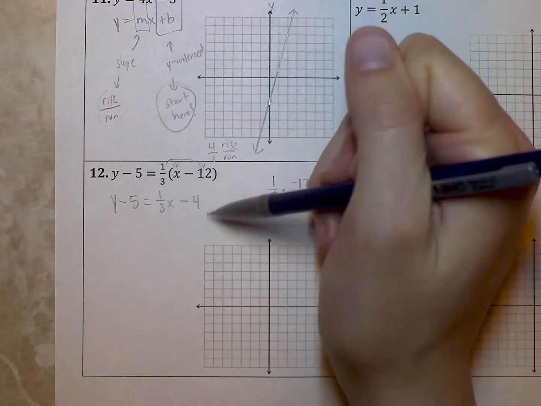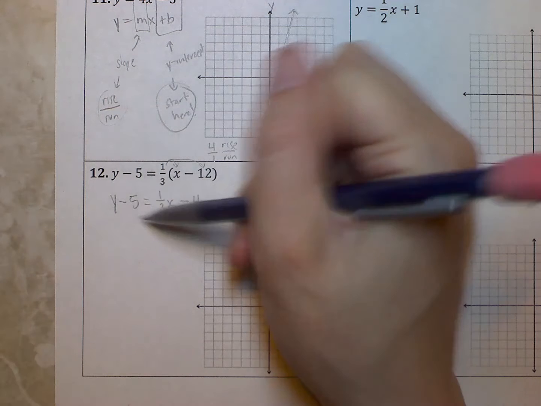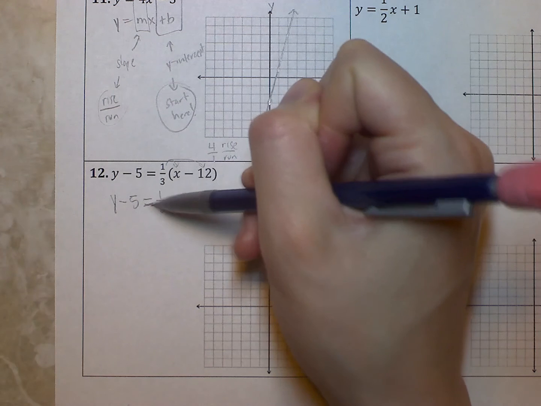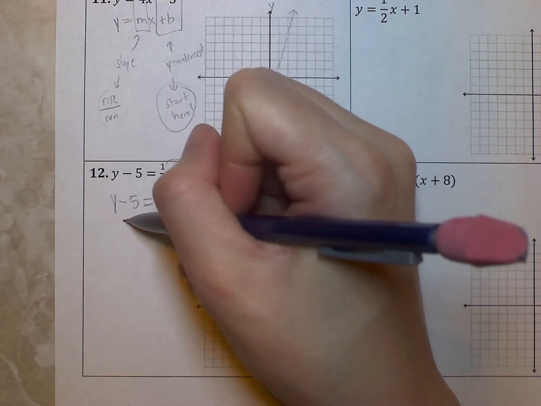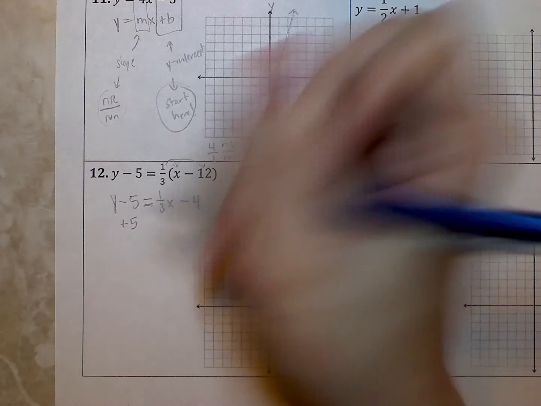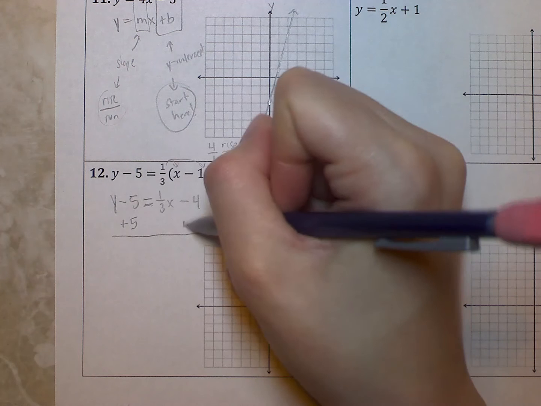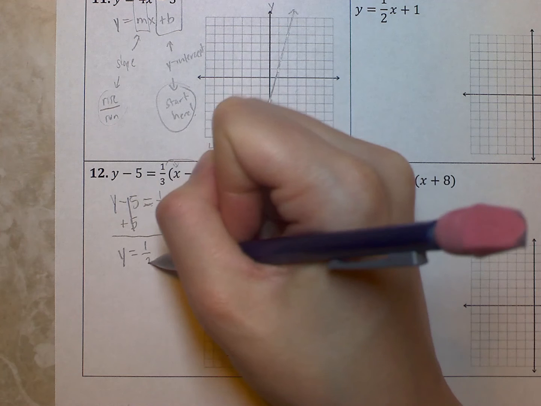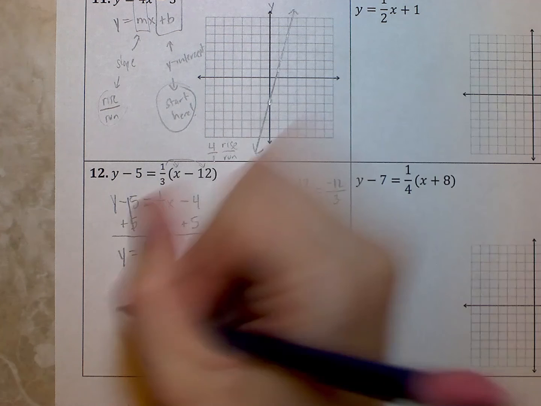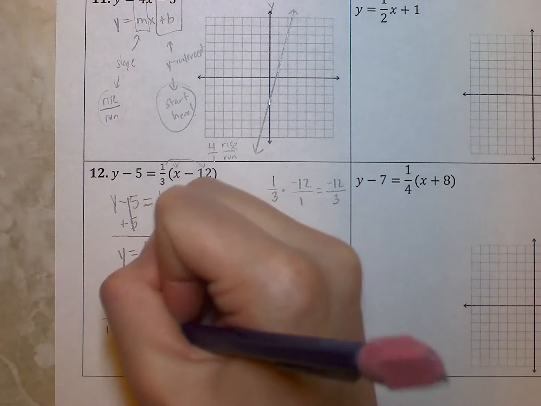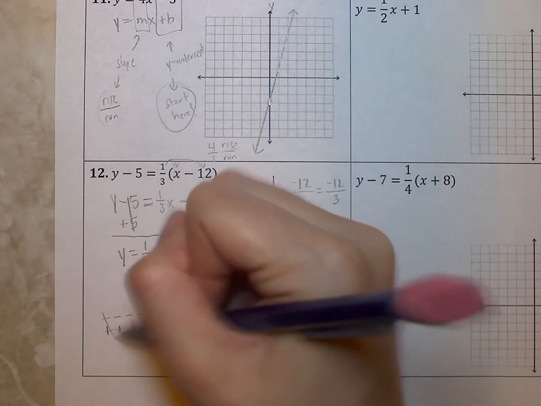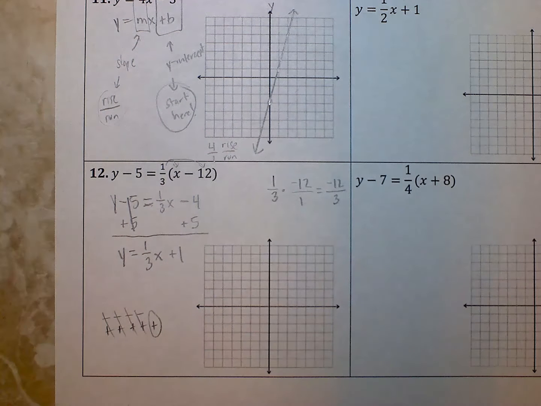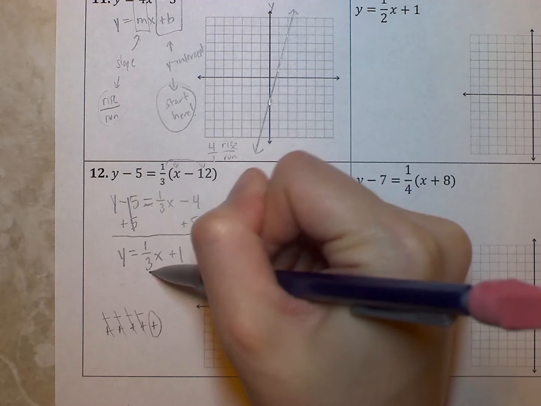My next step to make this look like y equals mx plus b is to get y by itself, because in y equals mx plus b, the y is by itself on the left side of the equation. Here, there's a minus 5 with it, so I'm going to get rid of that minus 5 by adding 5. Add it to the like terms over here. y equals 1/3 x, minus 4 plus 5. So this cancels, and I'm left with plus 1.